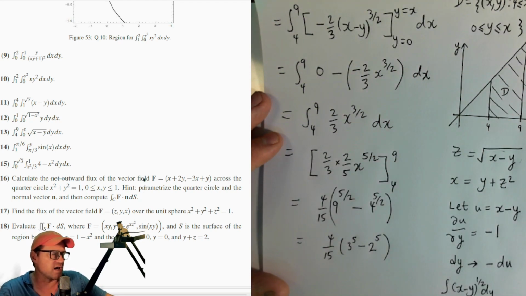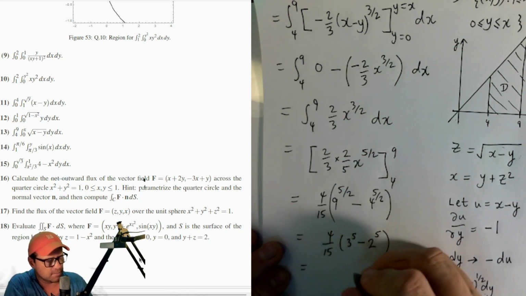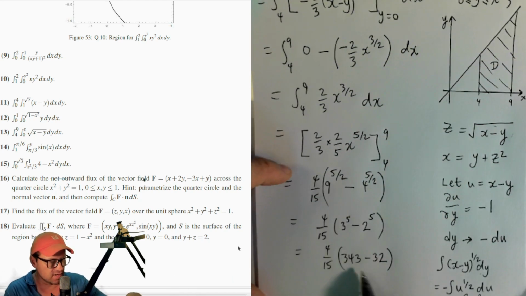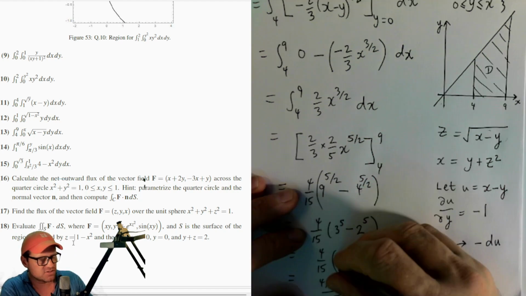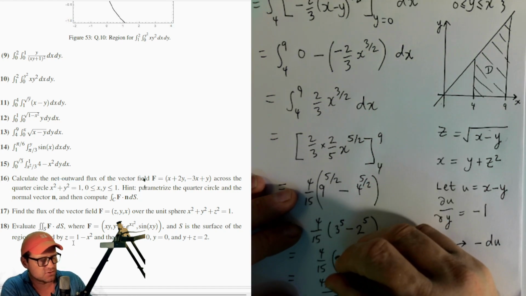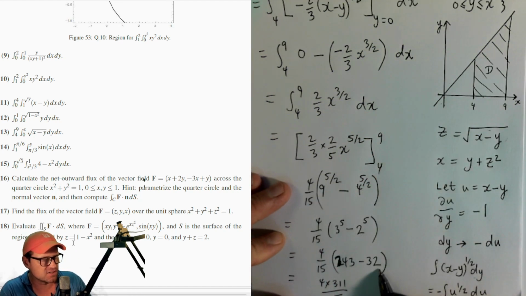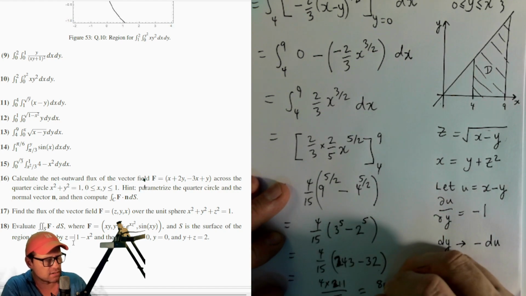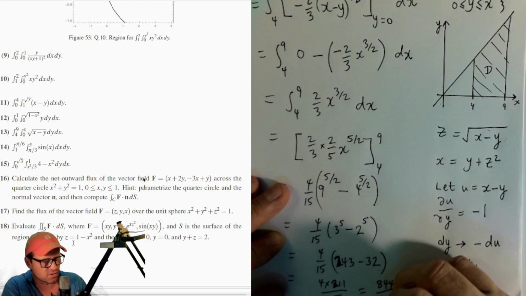So 3 to the power of 5 is 343, and 2 to the power of 5 is 32. Okay, 343 minus 32 is 243, isn't it? Okay, so 243 minus 32, not 311, it's 211. So 4 times 211 is 844, and this is over 15.